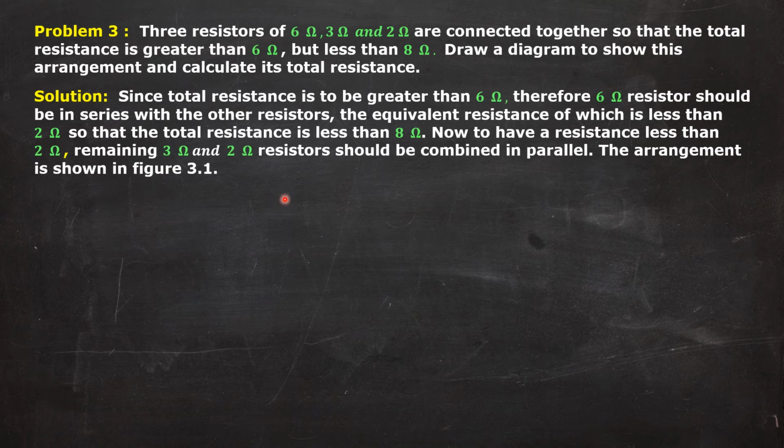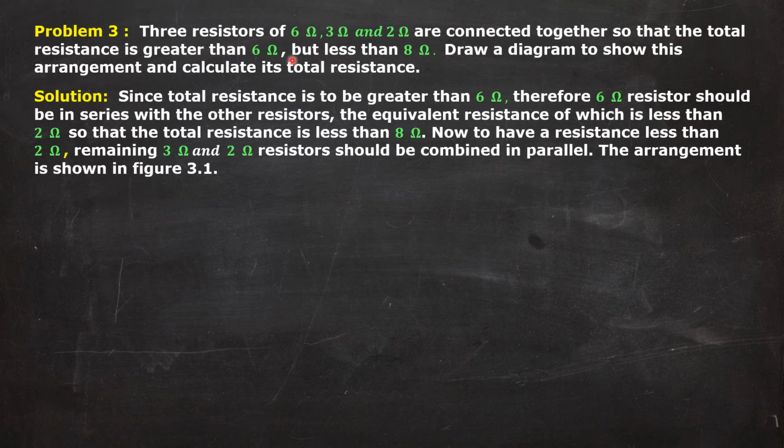See here, we want the total resistance greater than 6 ohms. That means the 6 ohm resistor should be in series with the other resistors, that is the 3 ohm and 2 ohm resistors, the equivalent resistance of which is less than 2 ohms, so that the total resistance is less than 8 ohms. So we want the total resistance greater than 6 ohms and less than 8 ohms.